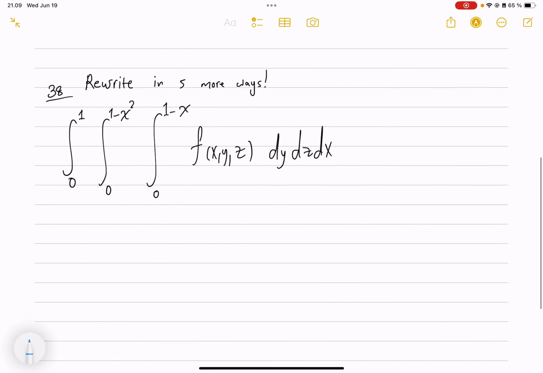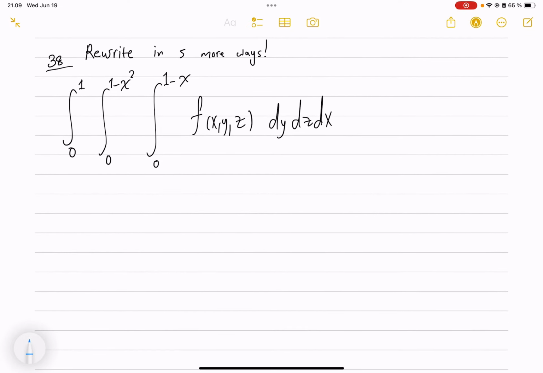The next type of question, question 38, although it also has a picture in it, but let's make it more difficult and say we don't have a picture to begin with. We want to rewrite this integral in 5 more ways. Any triple integral can be written in 6 ways because you go dx, d of the other parameter, d of the other, and it's a combinatorics question.